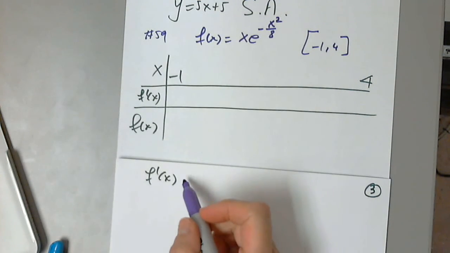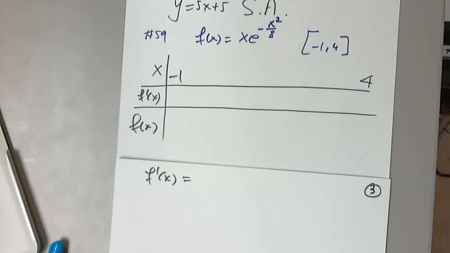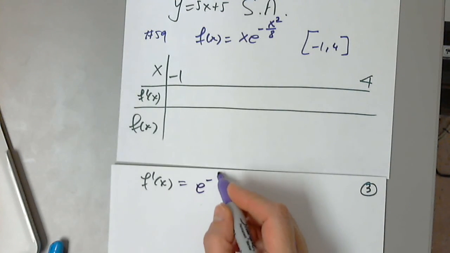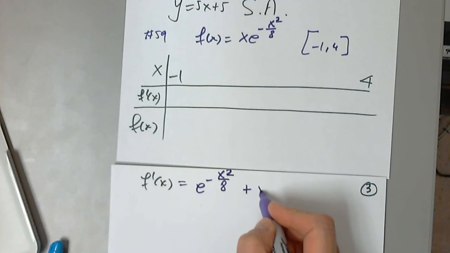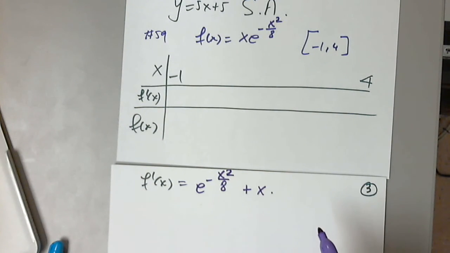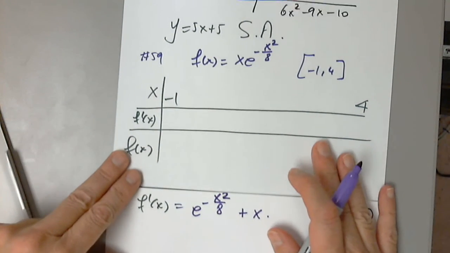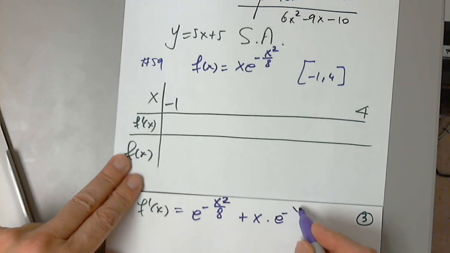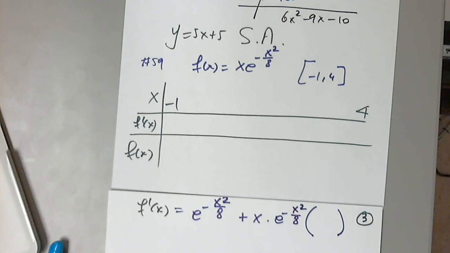Okay, so f prime. It's a product. The first function prime is 1 times e to negative x squared over 8 plus x times the second function prime, e to negative x squared over 8 multiplied by, can anyone tell us what? Multiplied by what? Exactly. Or negative x over 4, you're correct, or negative 2x over 8, that's fine.